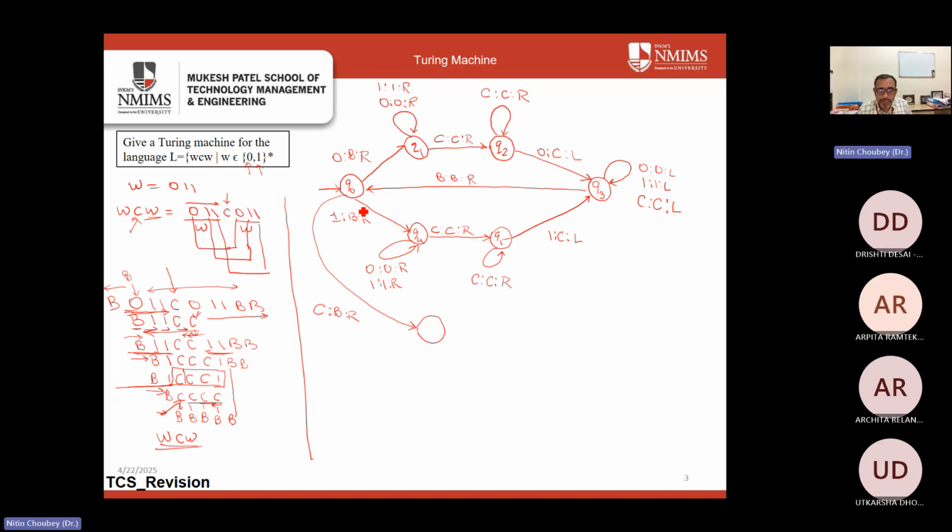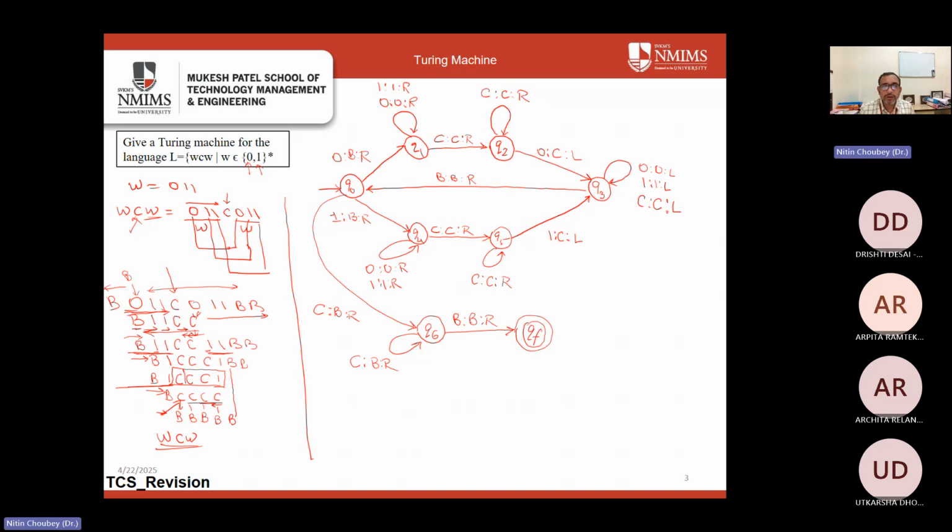To ensure that, on C we replace that C with blank, move to right, say Q6. In Q6, you must get only C's. C replaced with blank, move to right. And beyond it, you must have blank, which is the indication of completion of the working area. So B replaced with B, movement to either right or left, it doesn't matter. And final state Q final.